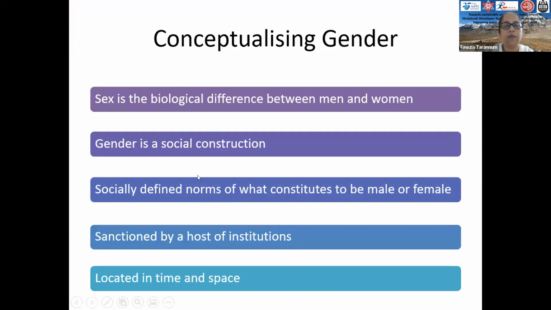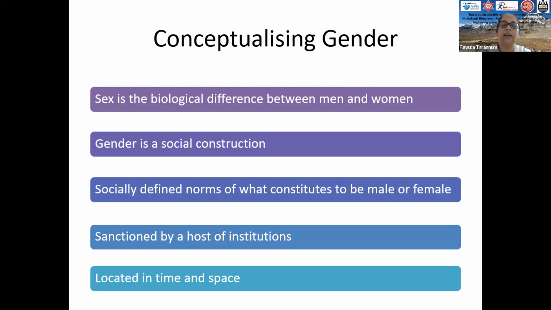So all this I have already spoken about: sex is a biological difference. Gender is a social construction, socially defined norms of what constitutes being male or female. For instance, when a boy cries, generally the mothers say, don't cry like a girl. Or if a girl is slightly tomboyish and she climbs a tree, they would say, oh, why are you behaving like a boy?